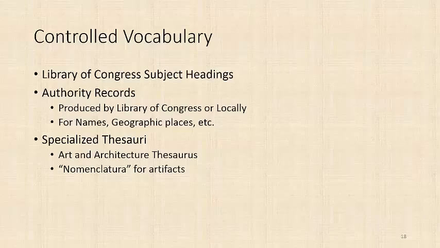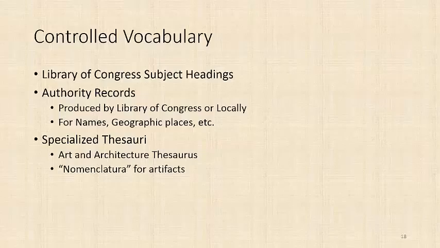There are also authority records. These may be produced by Library of Congress or they may be produced locally. This is again a controlled vocabulary. It is the agreed upon actual wording of what the subjects are. Authority records are usually for personal names.